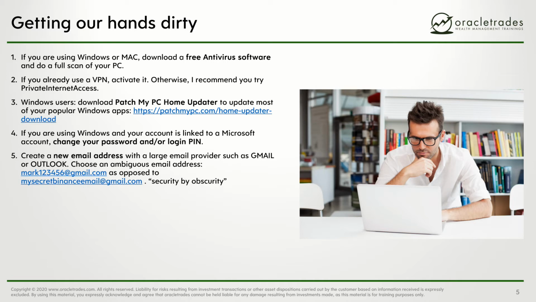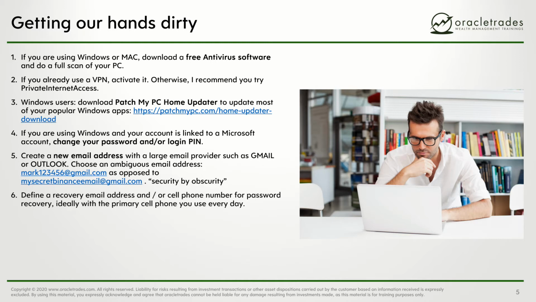Next, we're going to create a new email address, and we recommend a large email provider such as Gmail or Outlook. Choose an ambiguous email address, something that doesn't sound like it's meant to be an online banking or a Binance crypto trading email address. So something like Mark123456 as opposed to my secret Binance email. I guess you get the point. Security by obscurity is the motto here. Next, define a recovery email address and/or a cell phone number for password recovery, ideally with the primary cell phone that you use every day, and obviously with your primary email address.